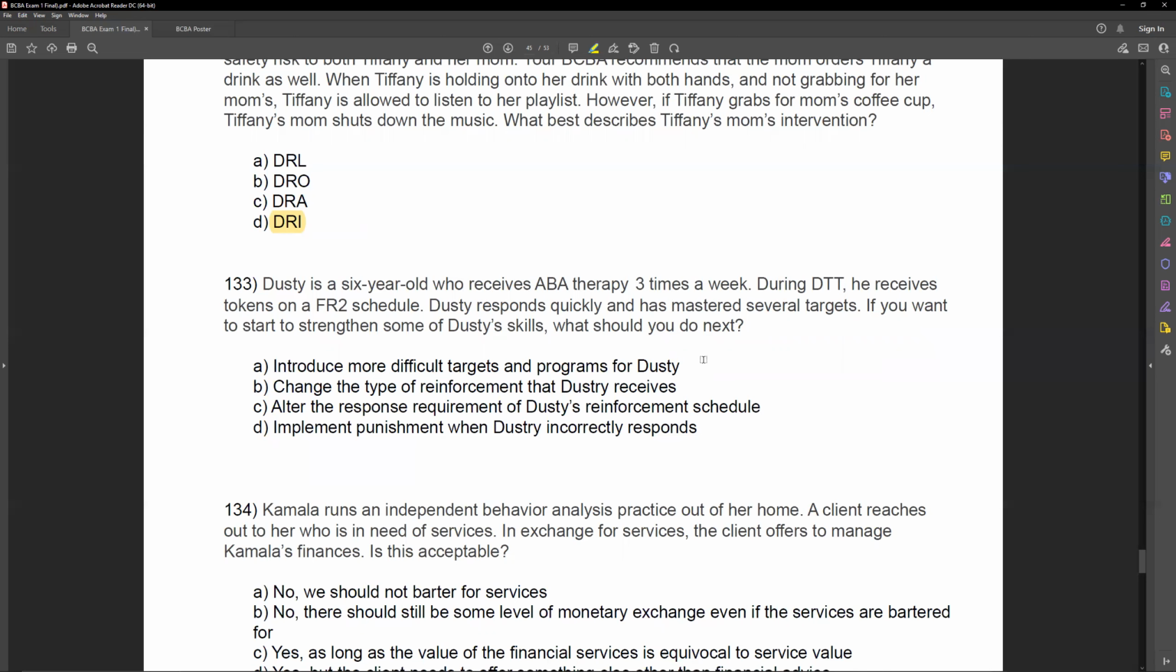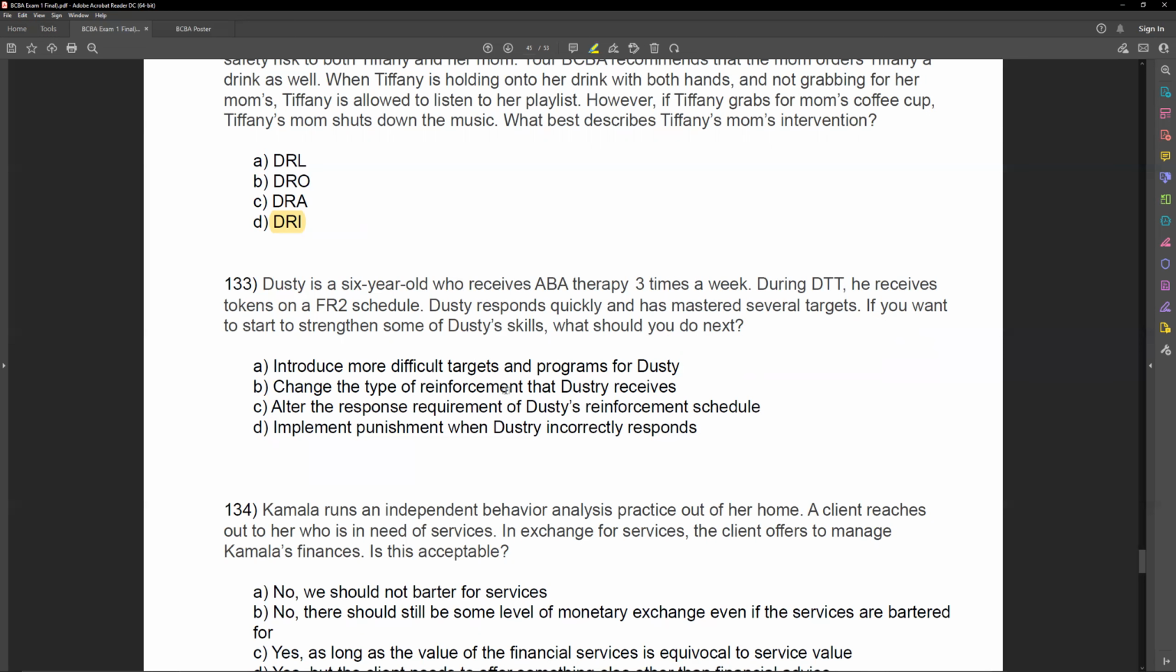A, introduce more difficult targets and programs for Dusty. Maybe, right, if he's mastered these targets, okay, but if we want to strengthen the current skills, introducing more difficult targets and programs isn't going to help us do that. So we can eliminate A.